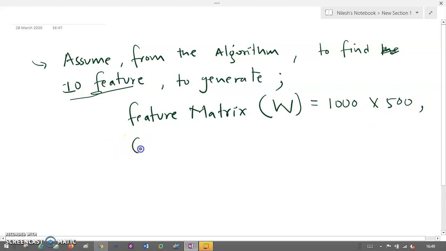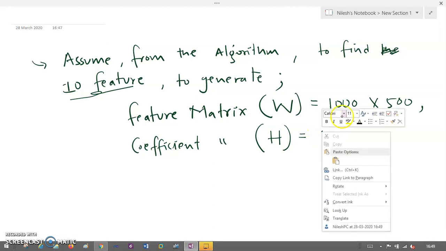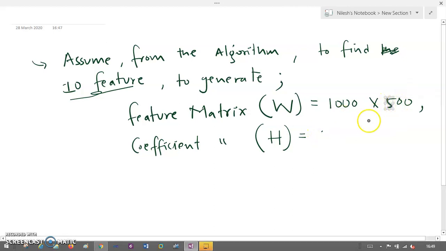Beside this, I want that it also finds me something called the coefficient matrix, and you are right that I will represent that matrix with the help of capital H, and I want that it should be, oh, I'm so sorry, I don't need this 500 here.